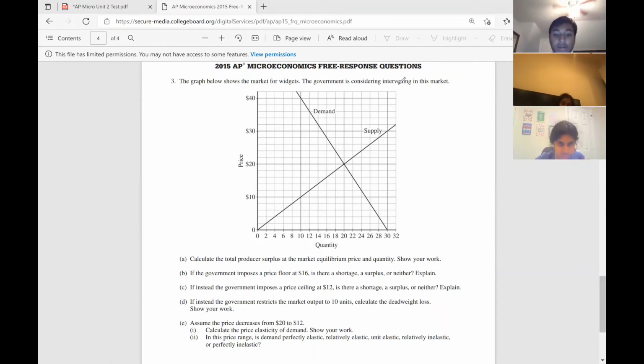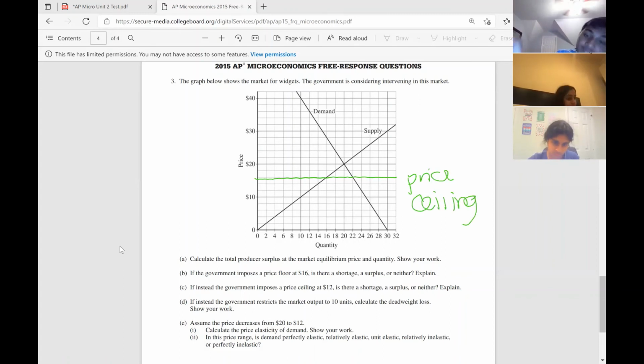If the government imposes a price floor at $16, so where is 16? 12, 14, 16. This is $16, right? Wait, that's not a price floor. So this question is completely corrupt. Sorry, that's a weird word choice, but this would basically be a price ceiling, right? Because you're setting a maximum. So a price floor at this would actually be ineffective, and in reality it would be a price ceiling. So we're going to go with neither.